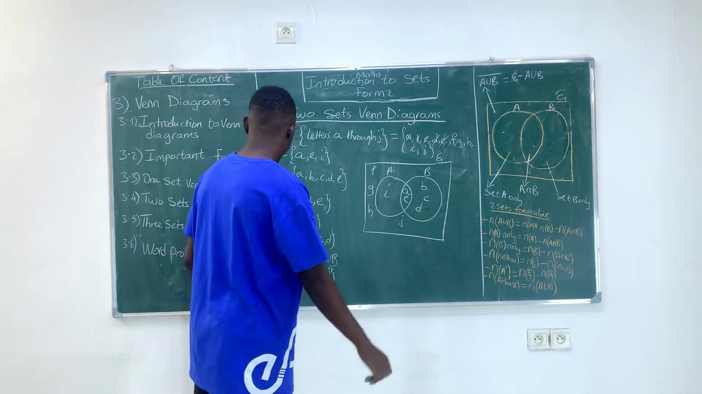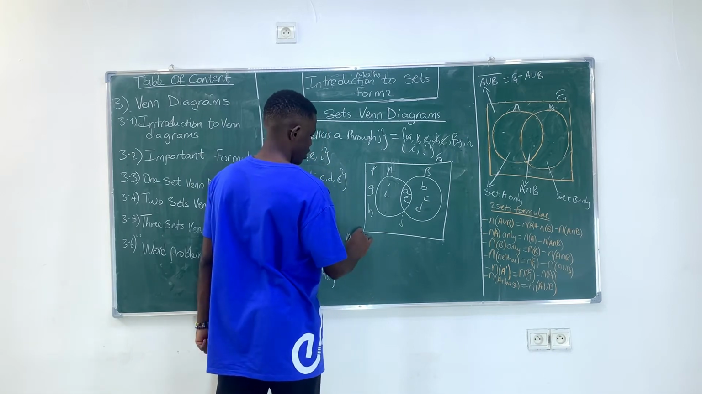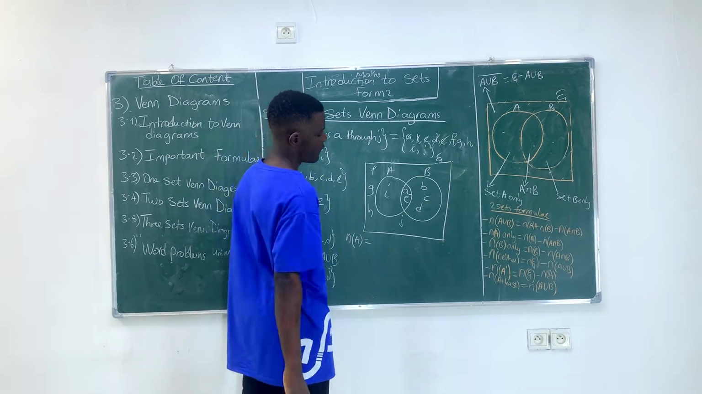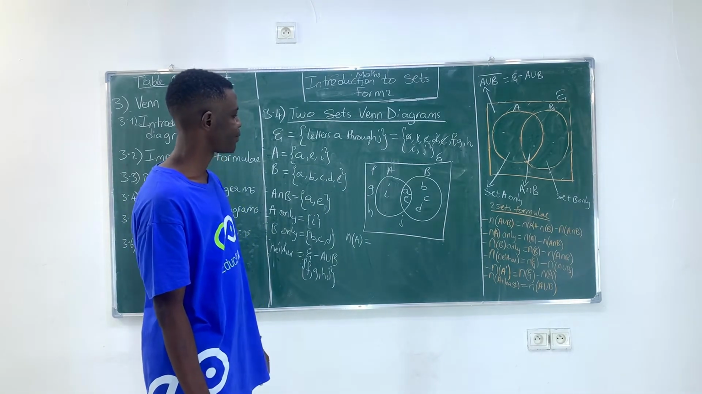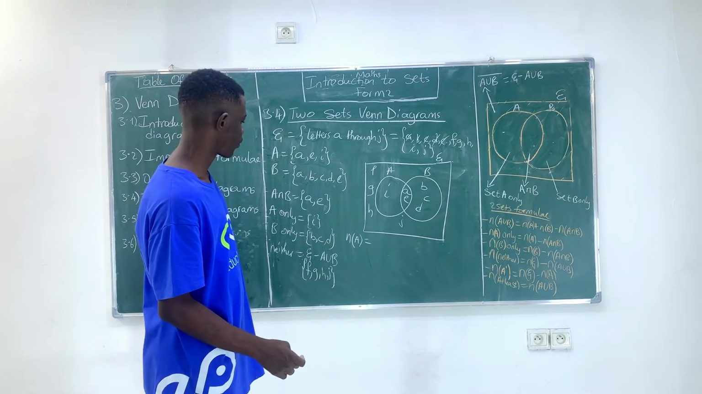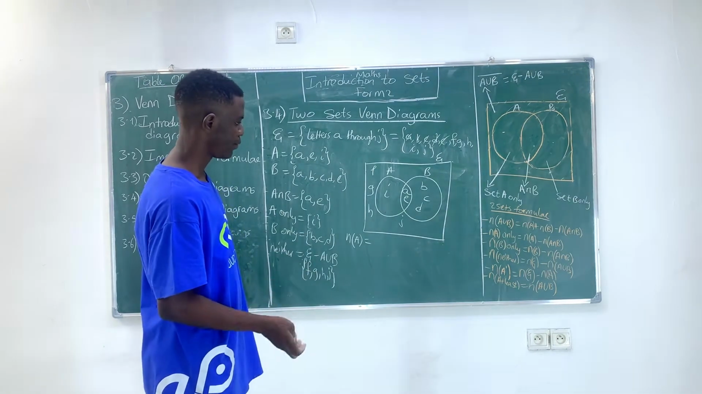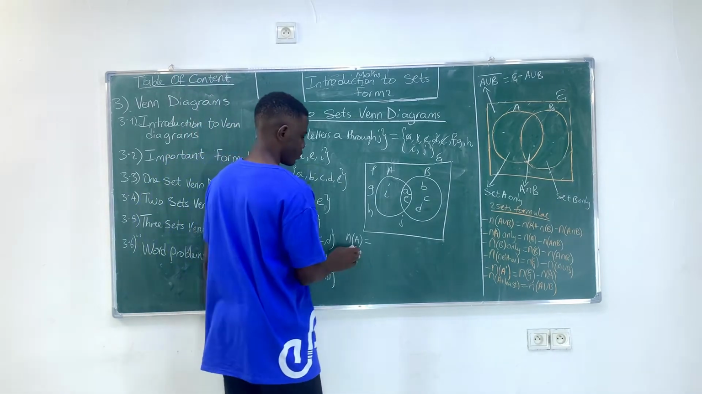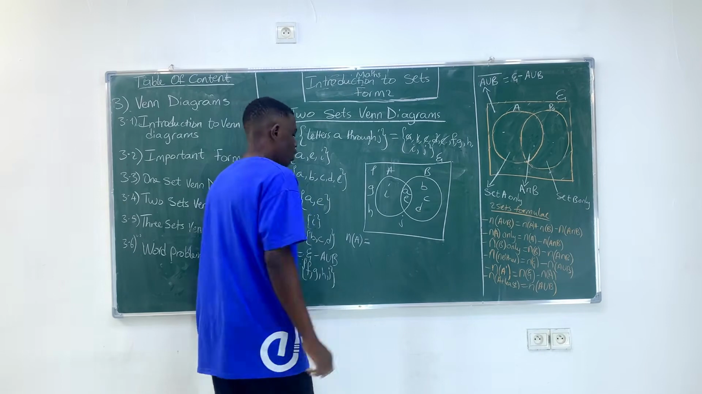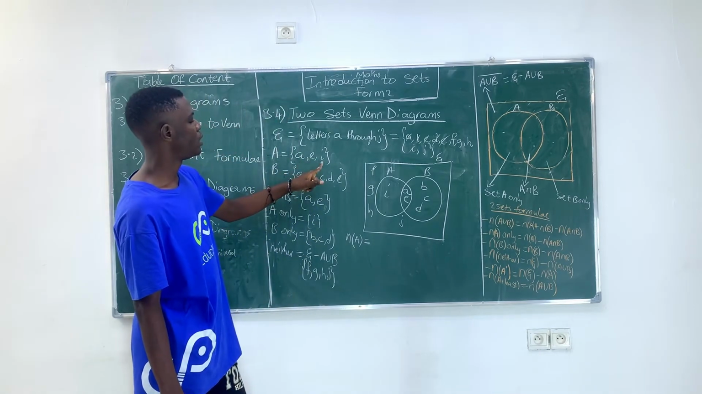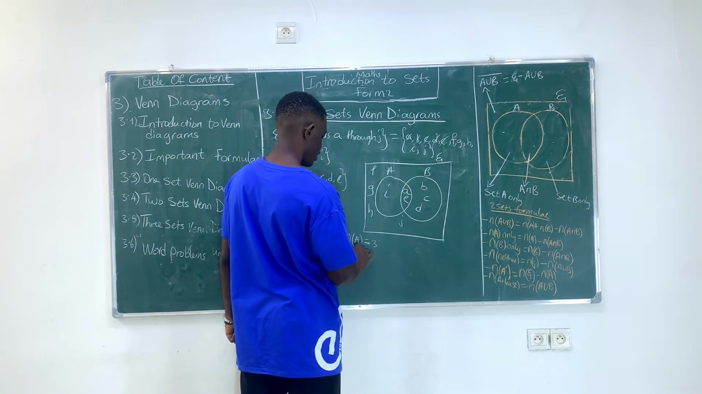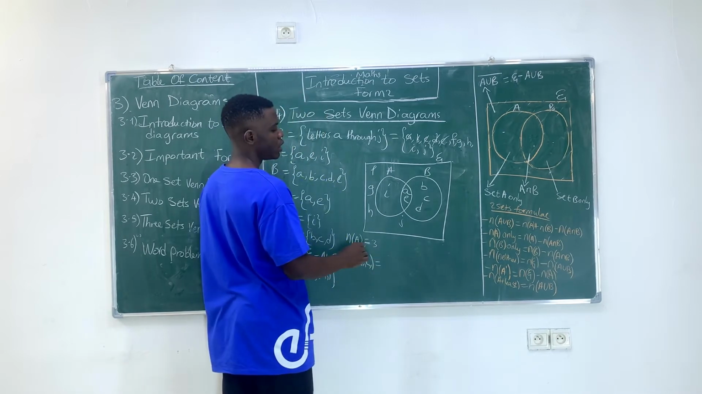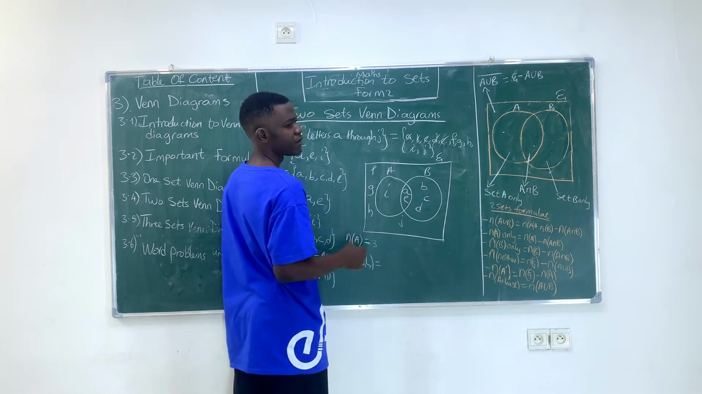So when I draw this in the Venn diagram, they can ask you what is n(A). They can ask you what's n(A). n(A) is the number of elements found in A. So it's n(A only).